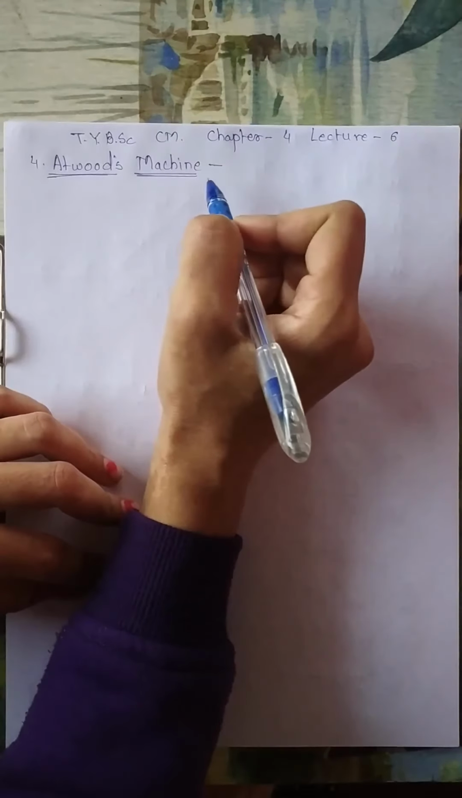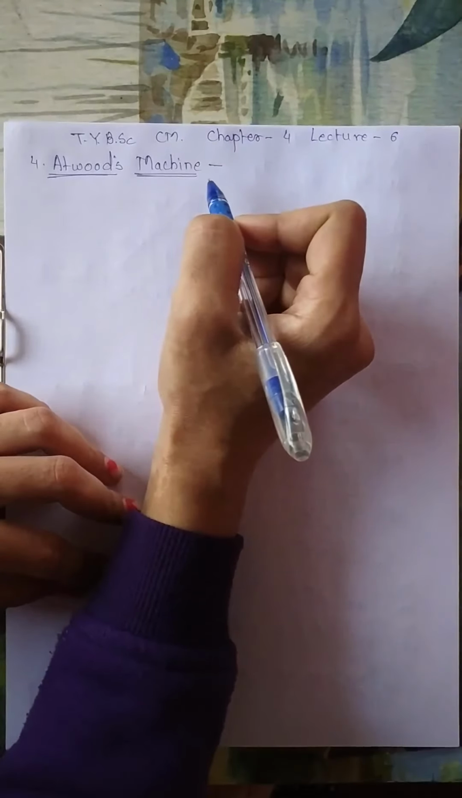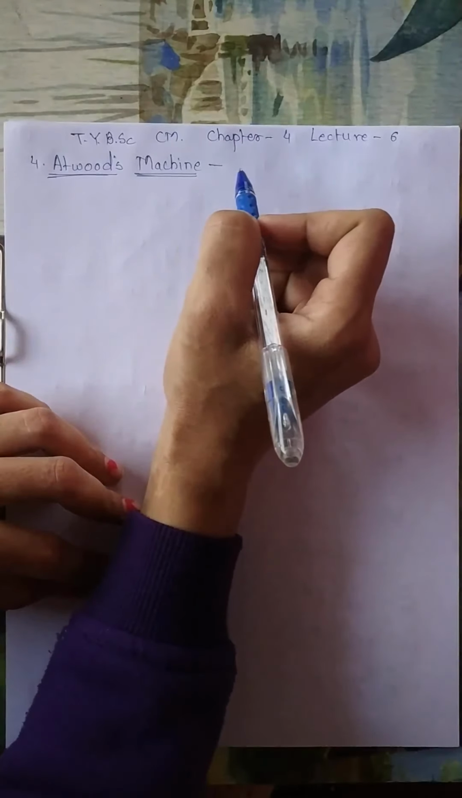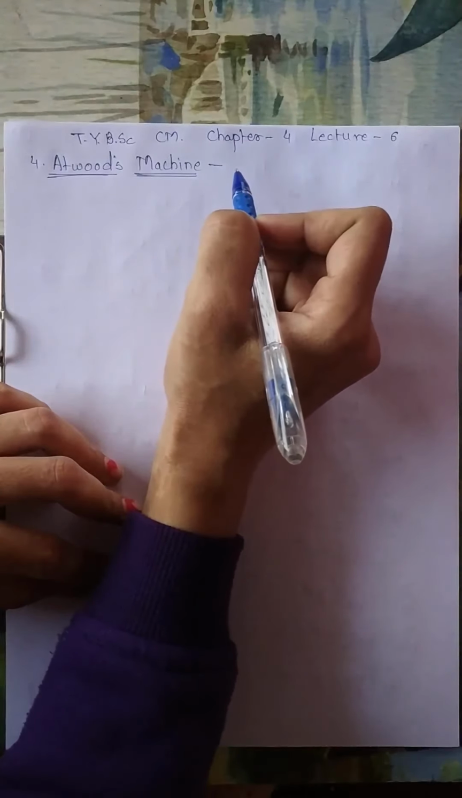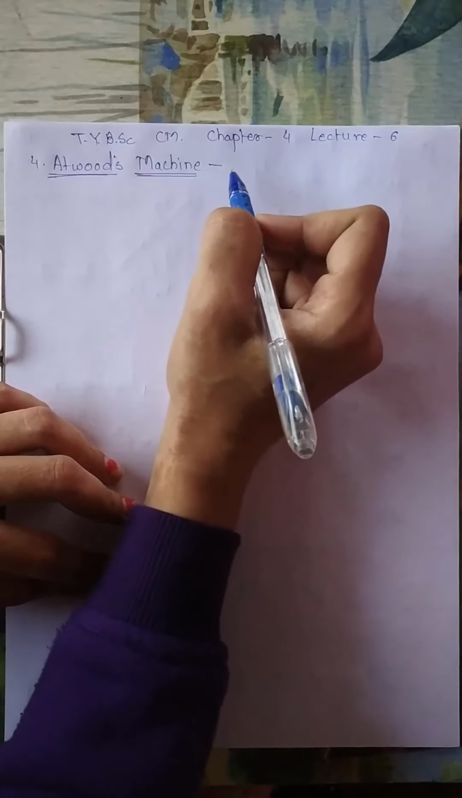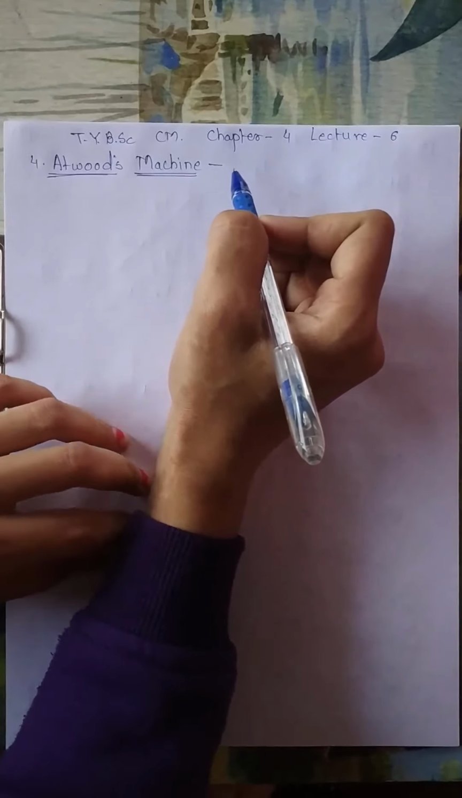Let's start now the fourth application of Lagrange's equation of motion, which is Atwood's machine. This is new for you. So Atwood's machine is an example of a conservative system with holonomic constraint. Now, what does this system consist of?